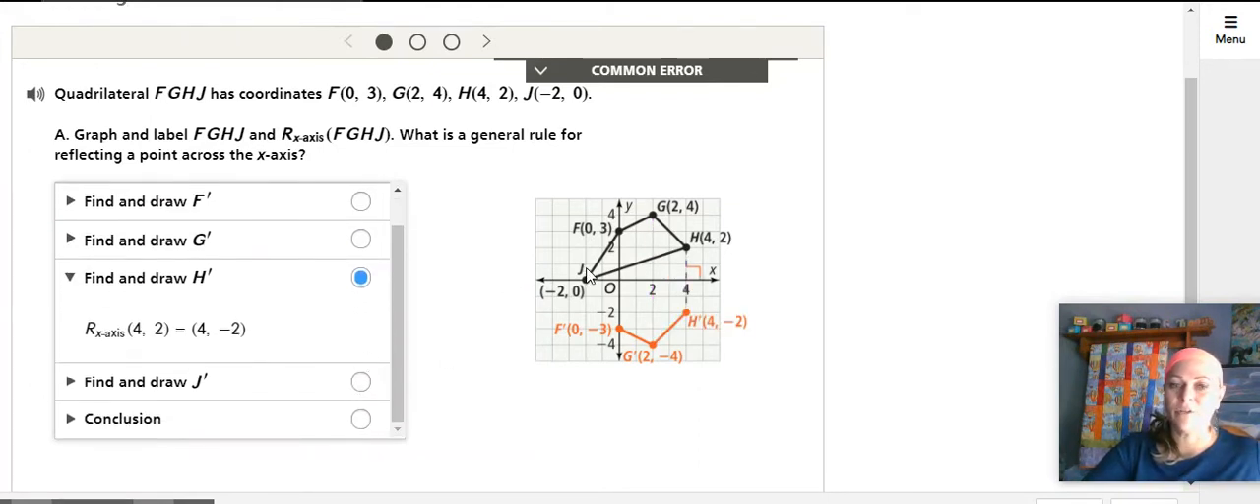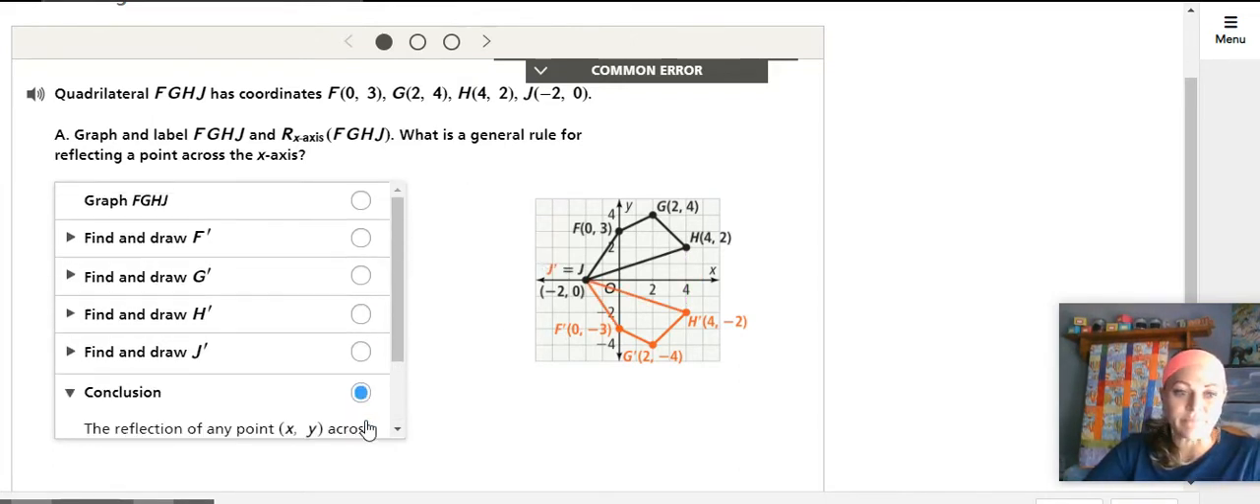And J, look where J is. J is on the line of reflection. And just a second ago, I told you if it's on the line of reflection, if it's right there on the line, that point doesn't move. So point J is not going to move.